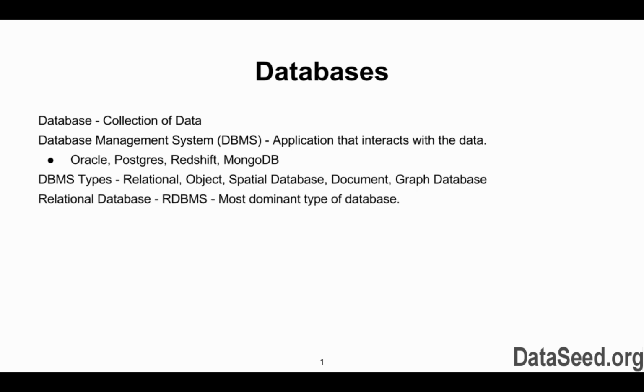But the relevant database we'll be talking about today is the relational database, or RDBMS. It's the most dominant type of database we see today. I hear people refer to it as the workhorse database, as it's the standard OLTP or transactional system used across businesses today. Standard Oracle, Postgres, MySQL are all, at their core, relational database management systems.